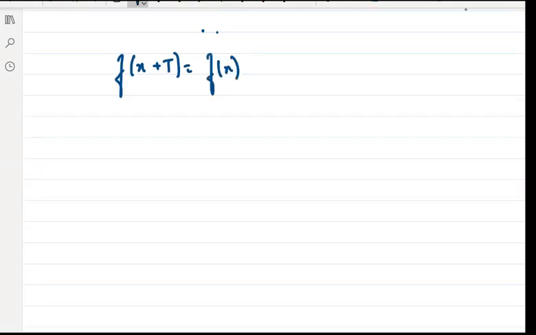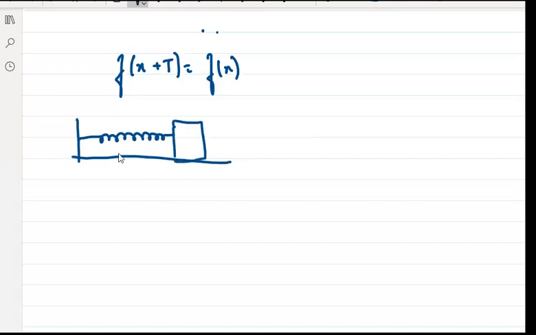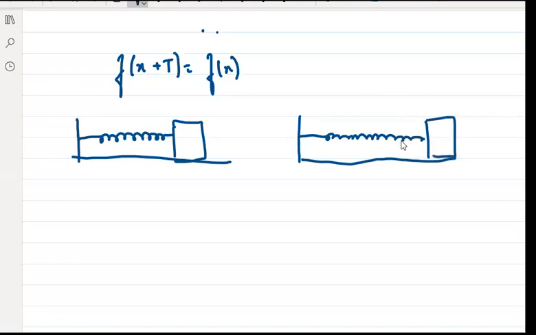Now let's talk about a spring for now. We have a spring like this. This is its mean position. Now suppose we elongate the spring. We elongated the spring; this was its mean position and we elongated it. Now, what do you think will happen?